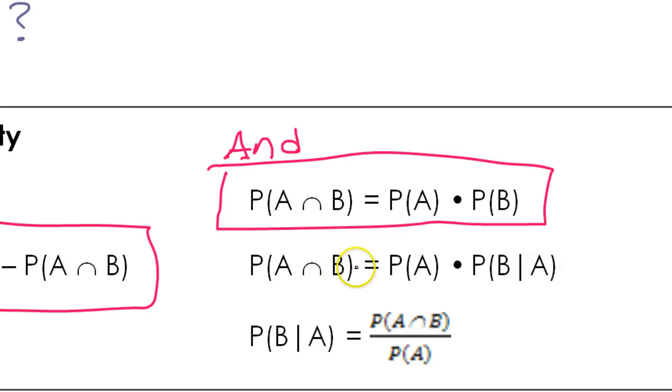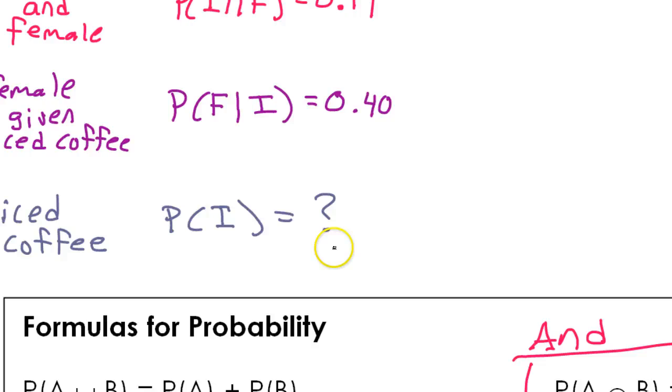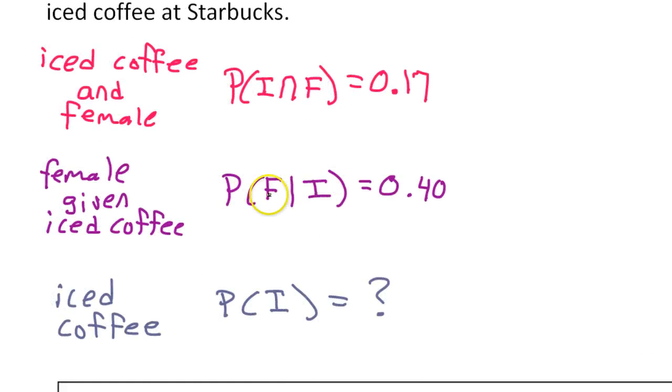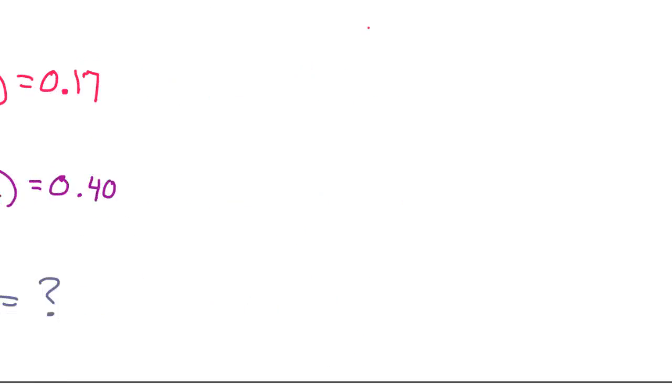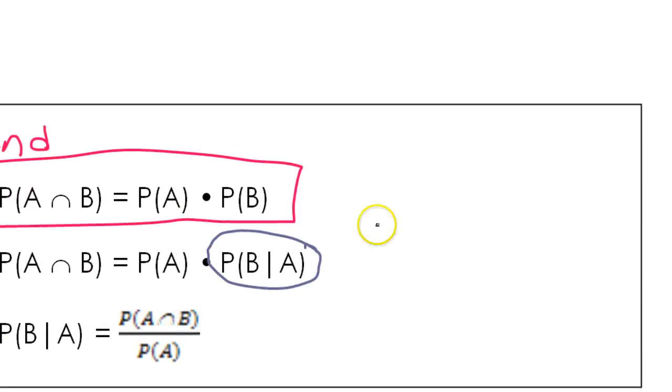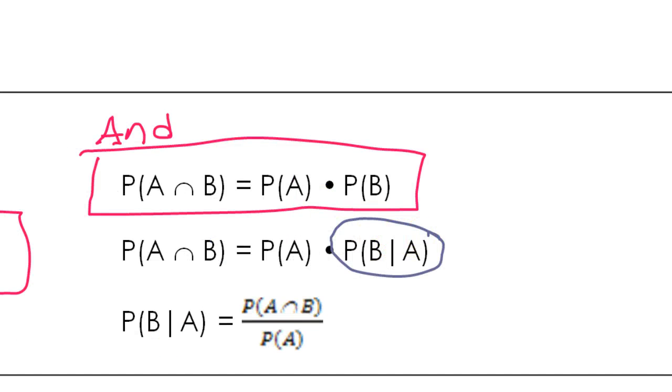Now, should I use the normal version or the version that has the given in it? Obviously I'm going to use the version with the given in it, because this problem mentions female given iced coffee, so might as well go with that specific version of the formula. So we're using the AND formula, but we're using this version of it right here.